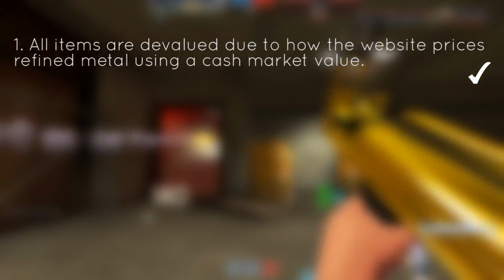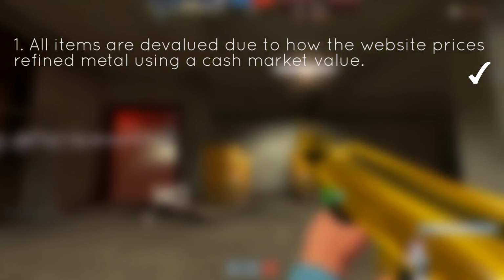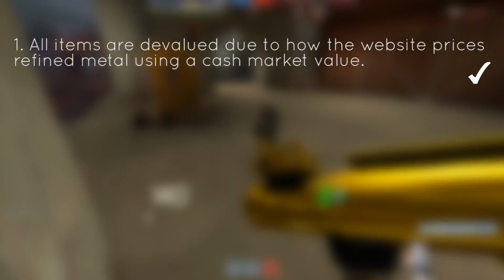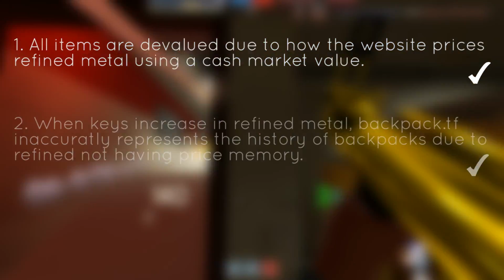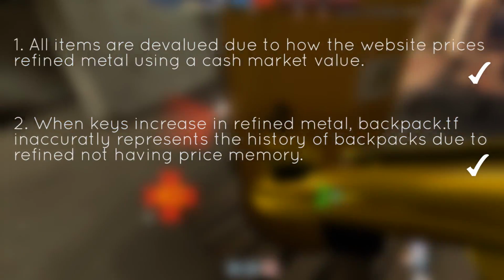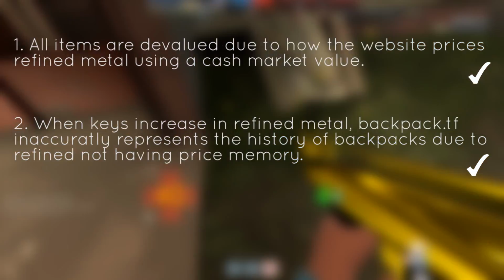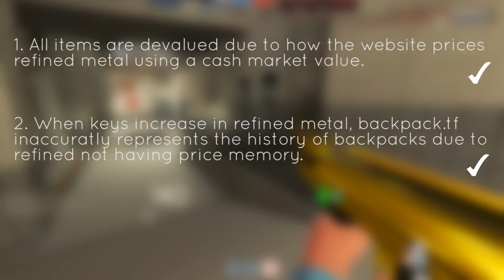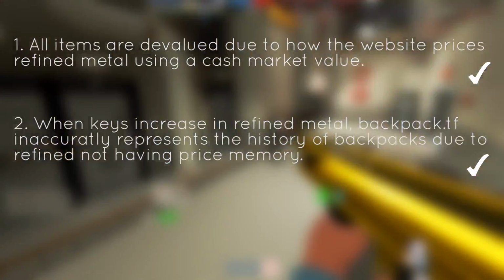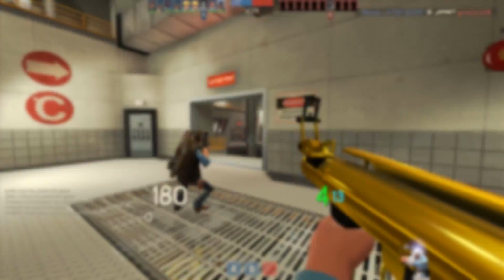Keys not refined would become the main item giving value to other items, so whether it be today or 3 years ago, Backpack.tf would always have an accurate price memory for backpack values, checking off number 2. Last, since all items are based off only one input, the amount of refined in a key, it would no longer matter whether the product of keys or refined equaled around 250, since it would just always be the case. And there you have it.